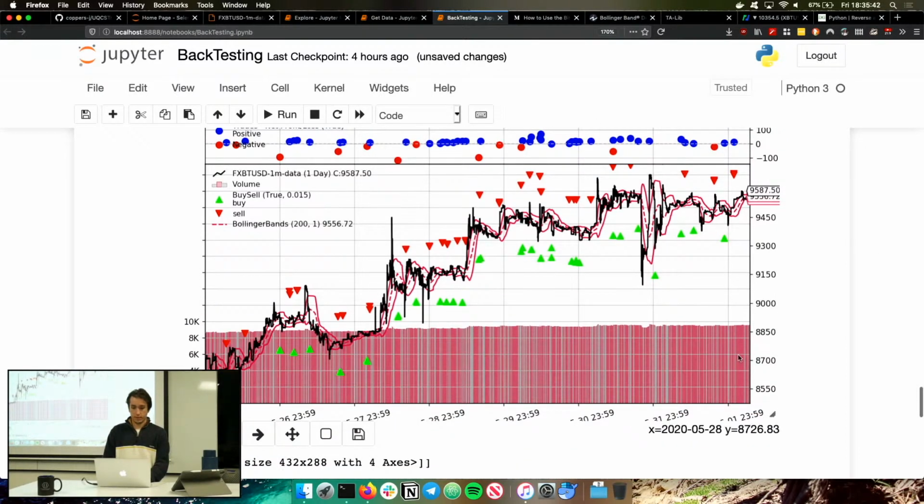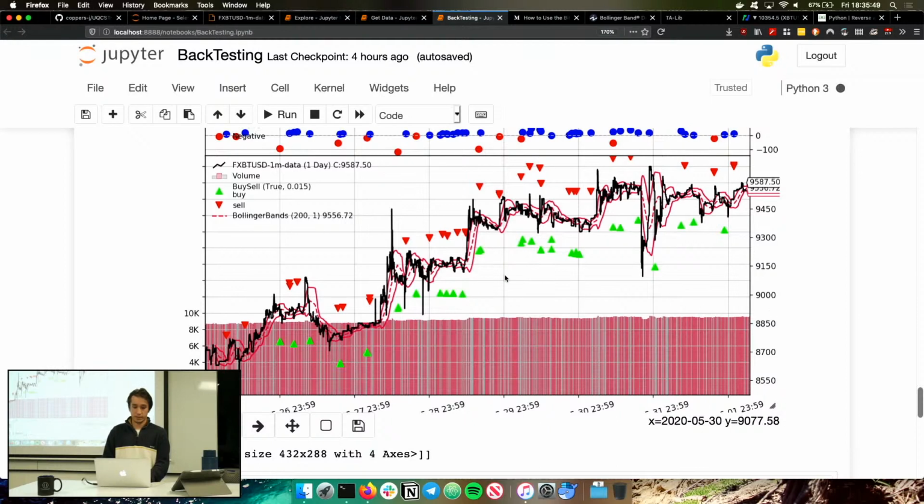So yeah, the signals are also plotted on this just for convenience, so we can see when it decides to buy and sell along with these different breakout areas.